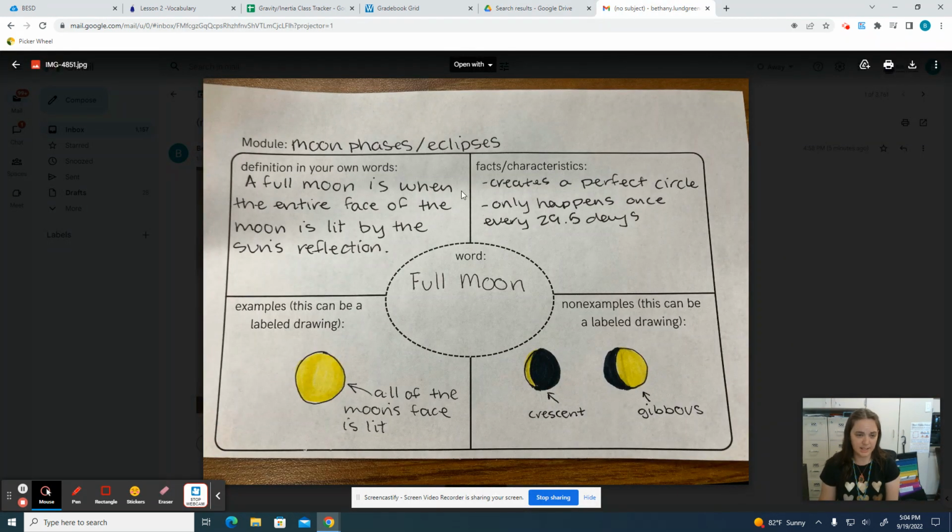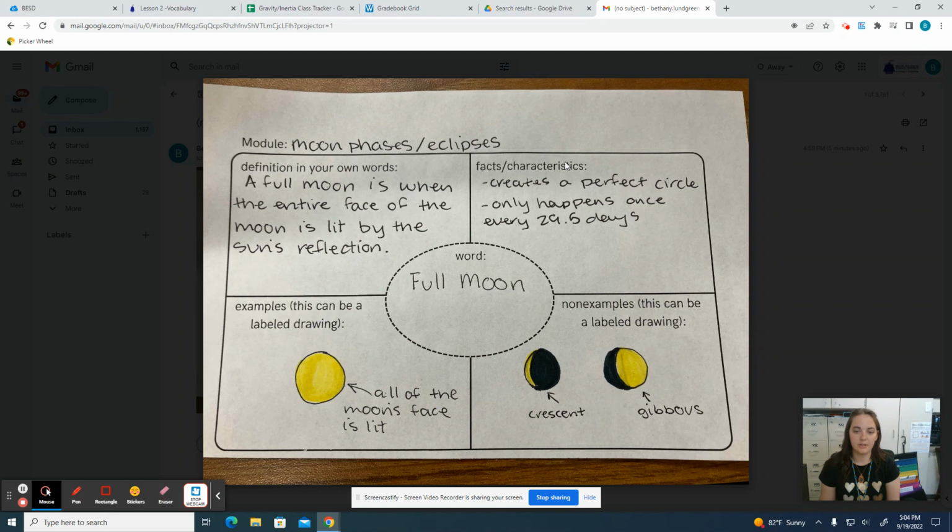Okay, this is the example that I did. I used a word from the moon phases and eclipses module. My word that I chose was full moon. So I'm going to write full moon in the middle here. And then for the definition in your own words, I wrote a full moon is when the entire face of the moon is lit by the sun's reflection. Okay, so this is in my own words.